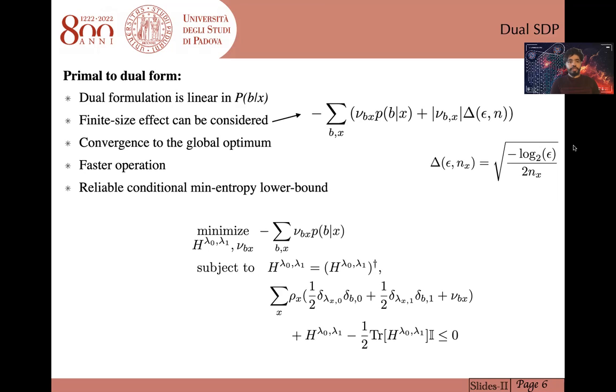In the previous presentation, I only gave information about the primal semi-definite programming, or primal SDP code, while we can also use the dual form of the SDP code, which has some advantages over the primal form. Most importantly, with the dual form we can compute and take into account the finite-size effect. And of course, it is much faster than the primal one. In addition, the dual form is linear in the conditional probabilities, and it gives us a reliable conditional min-entropy lower bound. The dual form is shown here, but I won't dig into detail. I will be there to answer your possible questions on this dual SDP code.